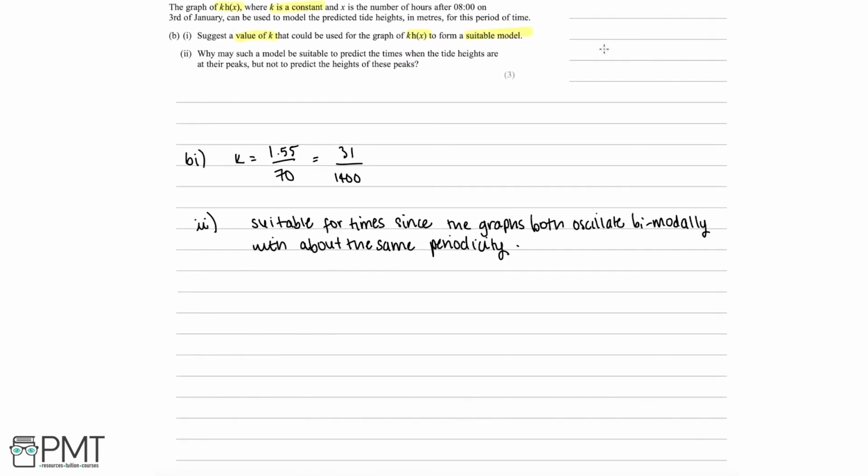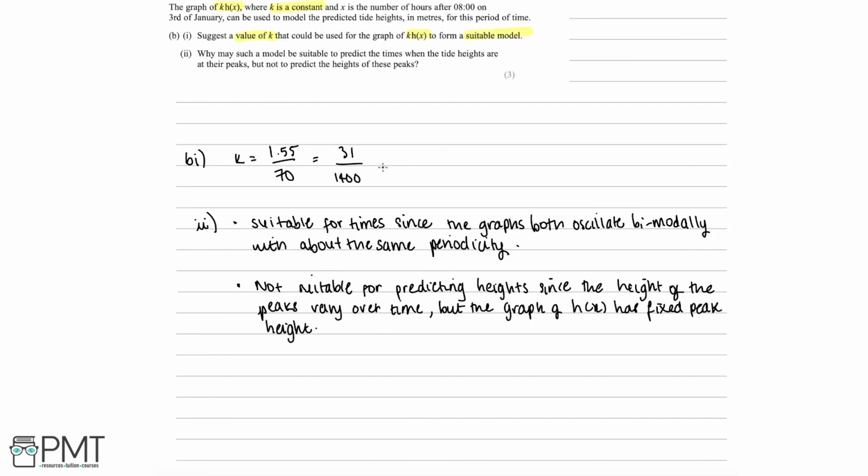So it's not suitable for predicting the heights since the heights of the peaks vary over time, but the graph of h of x has a fixed peak height. So for part B, you get 1 mark if your value of k is within the range 1 over 40 and 1 over 60, which this is, and you get 1 mark each for each of these points that you make.